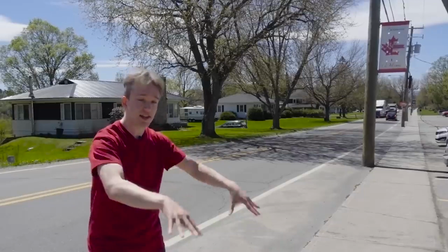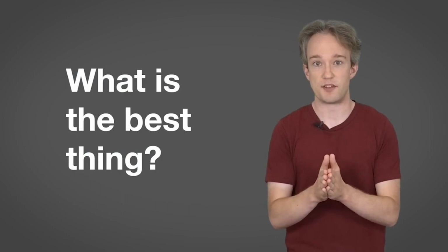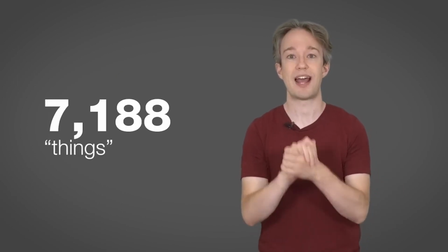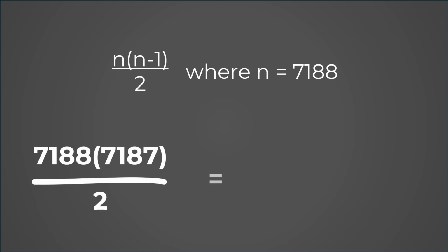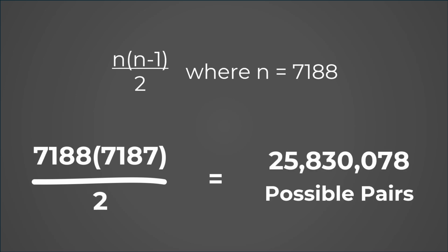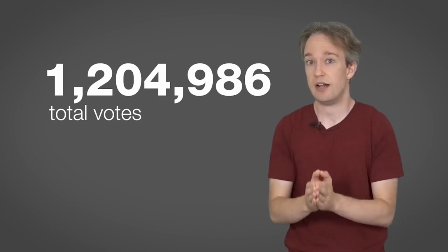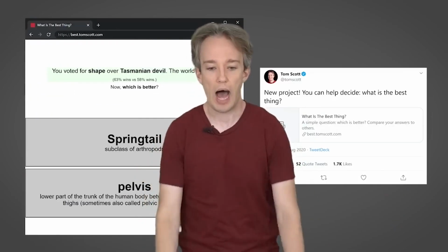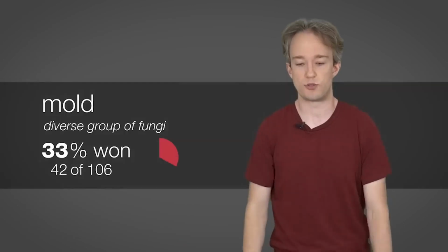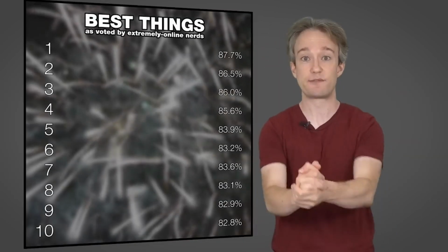For example, YouTuber Tom Scott ran a pairwise survey in 2020 to figure out what the best thing in the world is. His list of options included 7,188 things, which meant there were a total of 25.8 million possible pairs. But Tom only collected 1.2 million votes, which is less than 5% of the total possible combinations. Why were his results still reliable? Because Tom wasn't calculating the actual outcome of each possible pair. He was just calculating the percentage of wins for each option, and you don't need the outcome of every single pair to figure that out.